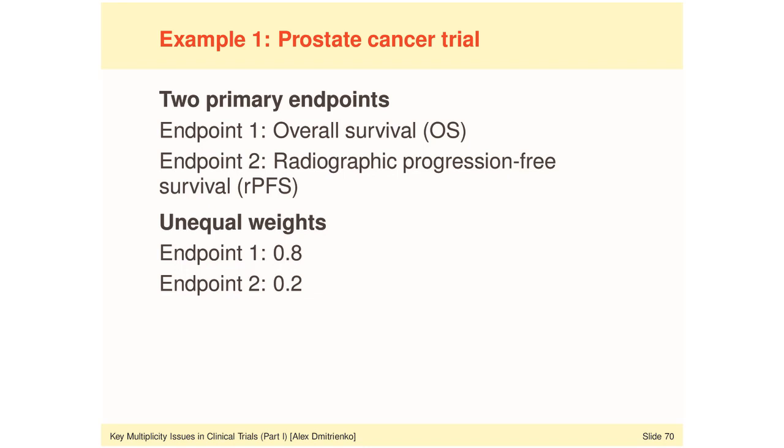I would like to mention that in oncology trials with two co-primary endpoints, such as overall survival and progression-free survival, we typically see much more extreme sets of weights.